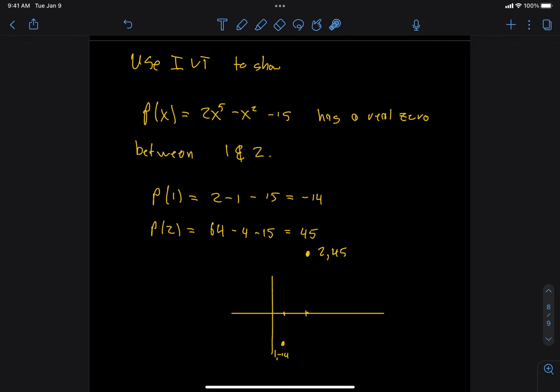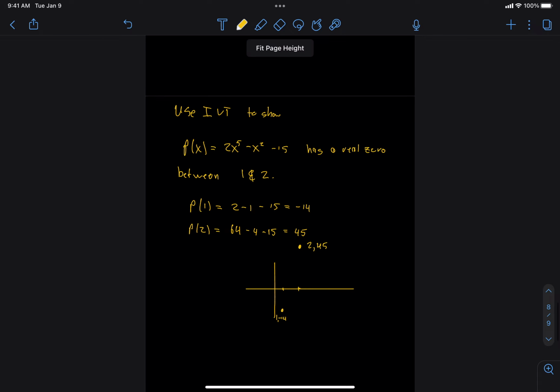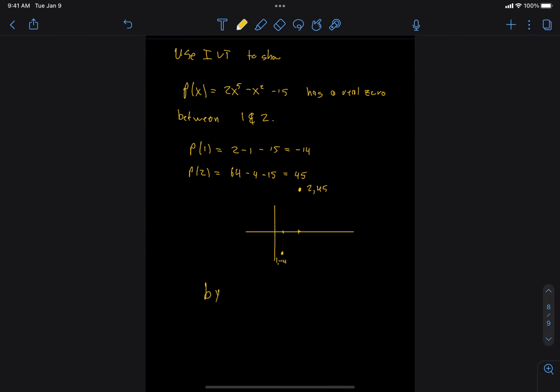Okay? So I would say by the intermediate value theorem. Also, one other thing I would have to say is that f is continuous, right? Why is f continuous? Not f, p. Why is p continuous? Why should this function be continuous?